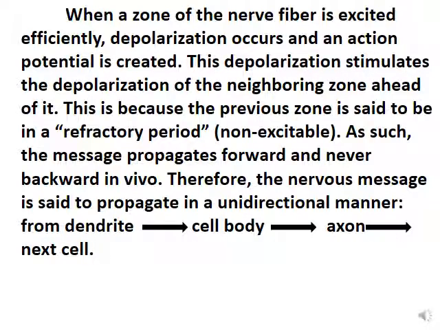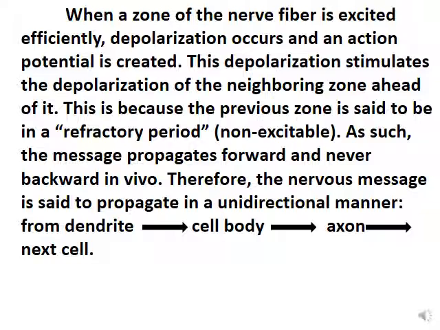So when the nerve zone of a nerve fiber is excited efficiently, depolarization occurs and an action potential is created. This depolarization stimulates the depolarization of the neighboring zone ahead. This is because the previous zone is in a refractory period, or it's not excitable. As such, the message propagates forward and never backward, so it moves in a unidirectional manner.